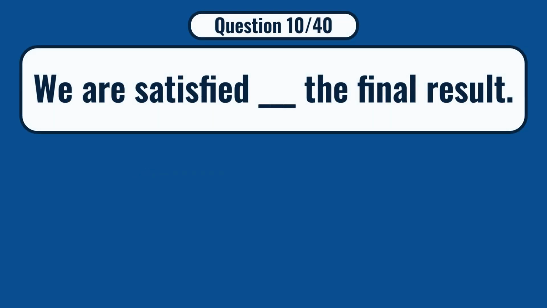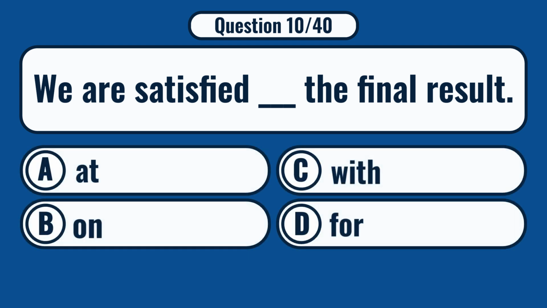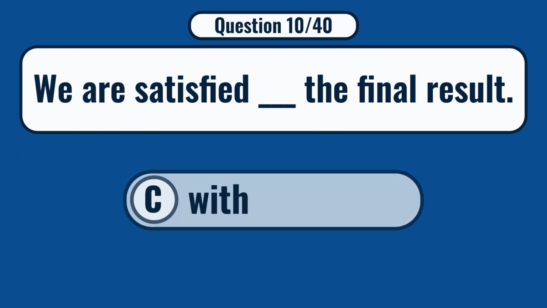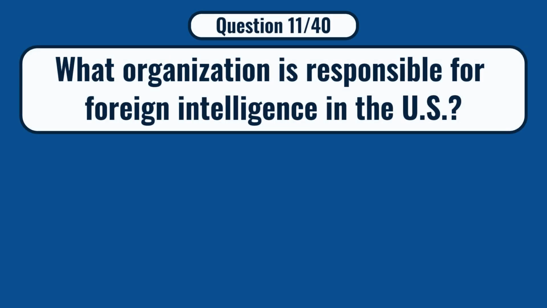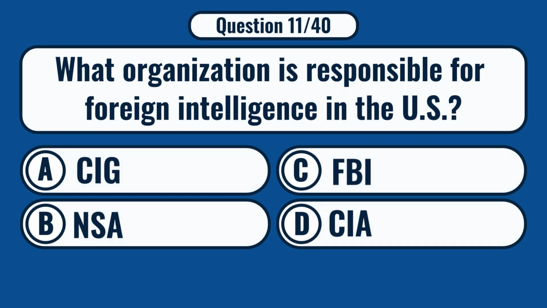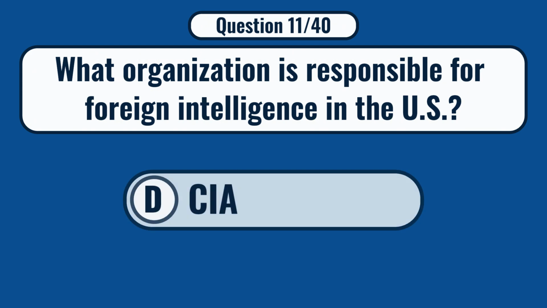Which word is missing? Answer C. We are satisfied with the final result. What organization is responsible for foreign intelligence in the U.S.? Answer D. CIA.